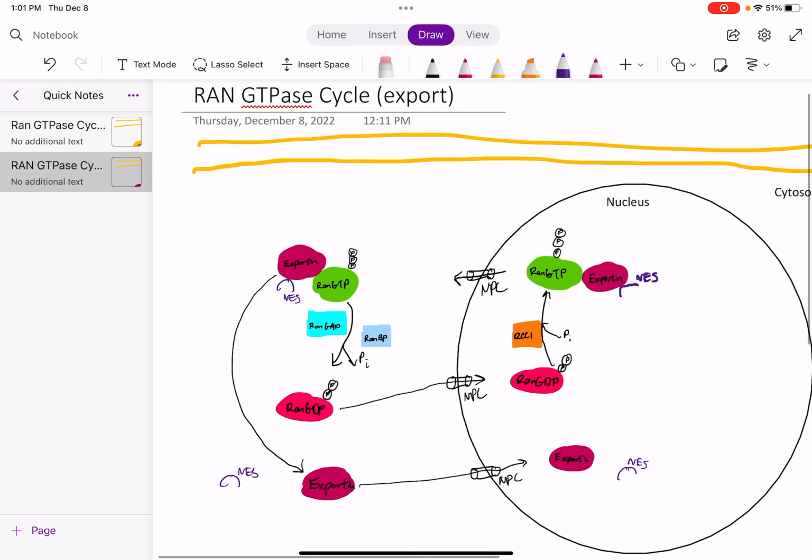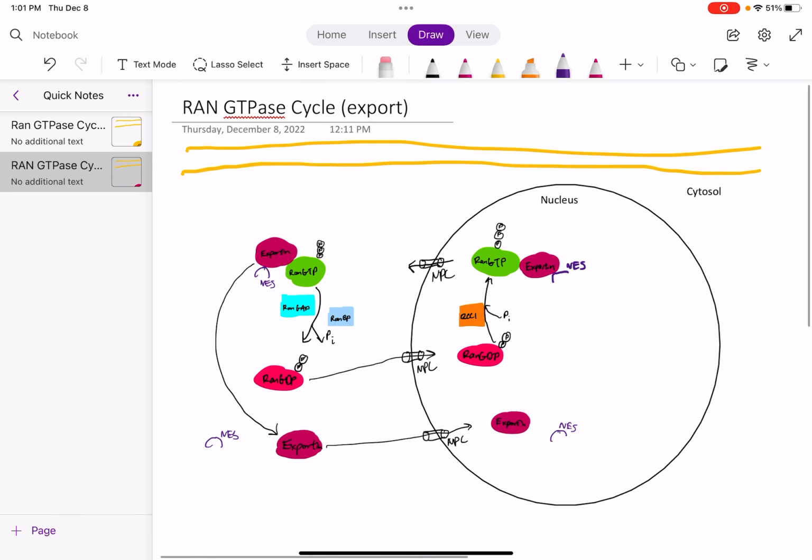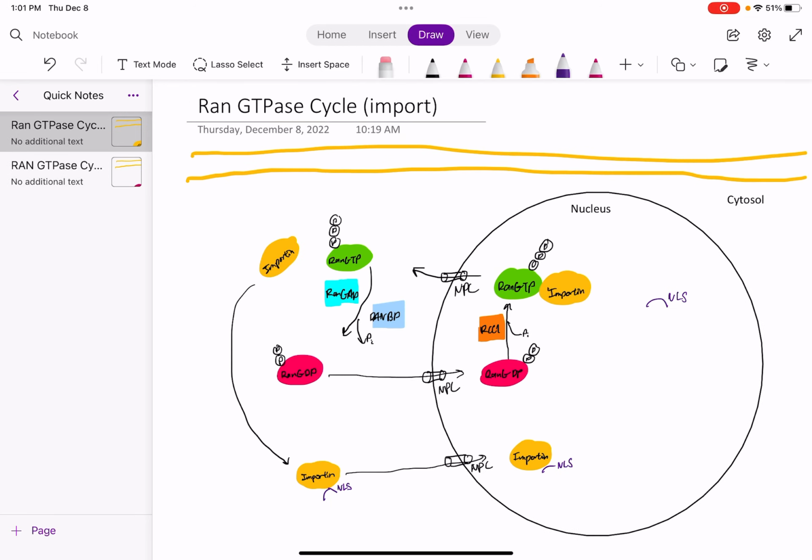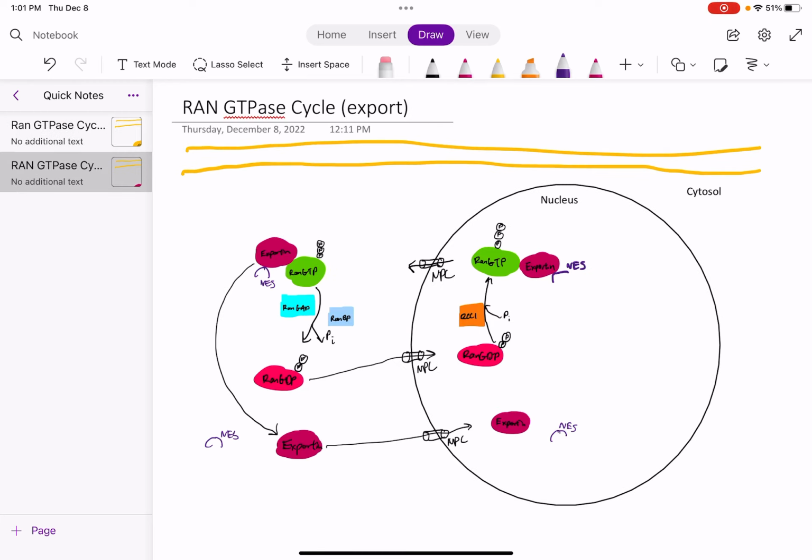And for both of these cycles, they're very similar, but obviously the main difference is where on the target protein importin or exportin binds to, and that's mainly it.